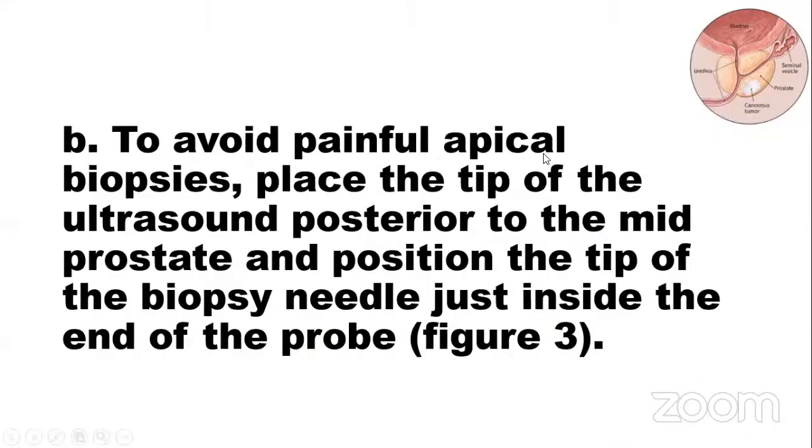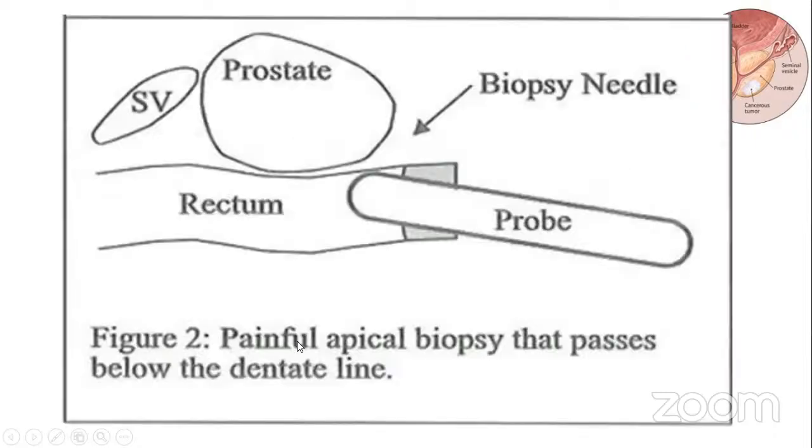To avoid painful apical biopsy, place the tip of the ultrasound probe posterior to the mid-prostate and position the tip of the biopsy needle just inside the end of the probe. As you see, this is a probe. So painful apical biopsies pass below the dentate line, and this biopsy needle passes directly toward the mid of the prostate to avoid the pain.